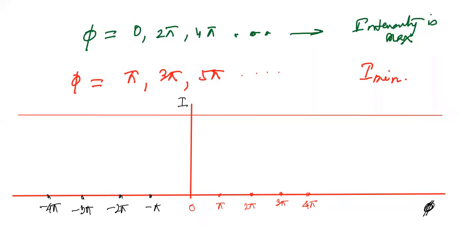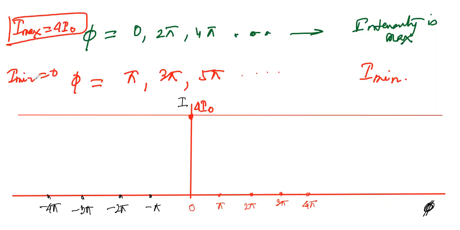Now let me start drawing the interference pattern, how the pattern will look. And this is your maximum value. And what is the value? I already told the value is 4 I naught that you have seen. The value of I max was 4 I naught, and the value of I min is what? That is equal to 0. Am I clear? Value of I min equals 0.